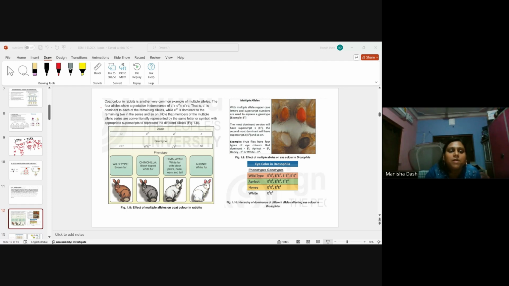And in case of multiple alleles, there is an order of dominance like this. The most dominant character is the brown color, followed by the chinchilla, followed by the Himalayan, followed by the albino. And here is a small formula how to predict the number of genotypes in case of multiple alleles. The genotype can be calculated by the formula n into n plus 1 divided by 2.